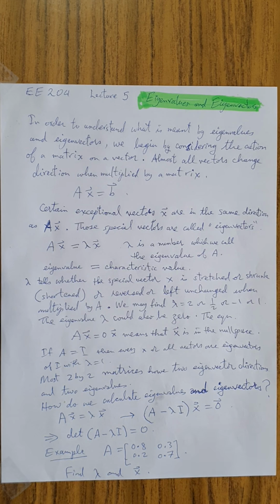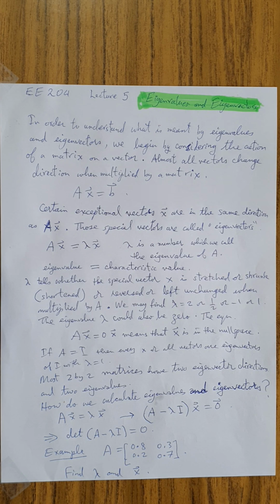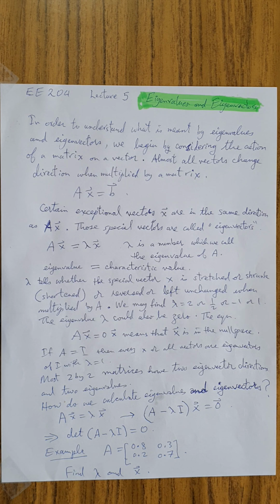Lambda tells us whether the special vector x is stretched, made longer, or shrunk, shortened, or reversed, or left unchanged when multiplied by A. We may find lambda equals 2, or 1/2, or -1, or 1. The eigenvalue lambda could also be 0. The equation Ax equals 0x means that x is in the null space of A. If A equals the identity matrix I, then all vectors are eigenvectors of I with lambda equals 1. Most 2x2 matrices have two eigenvector directions and two eigenvalues.